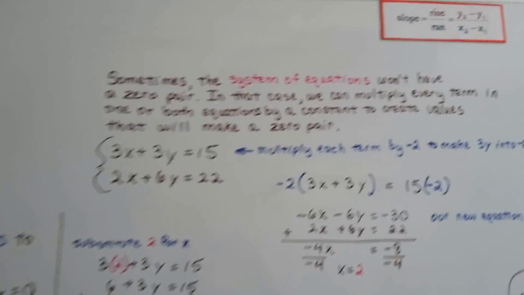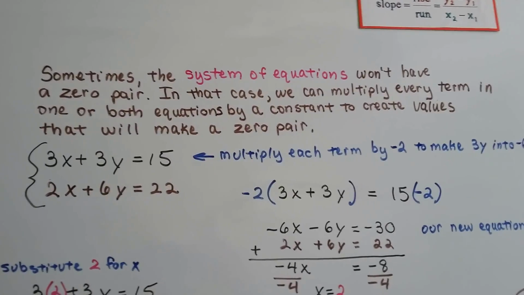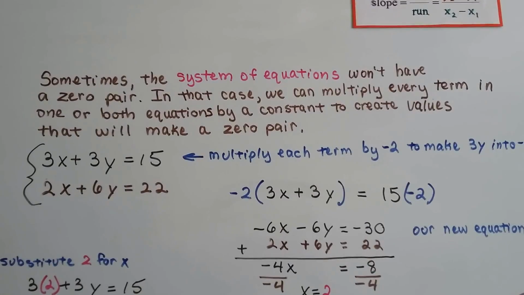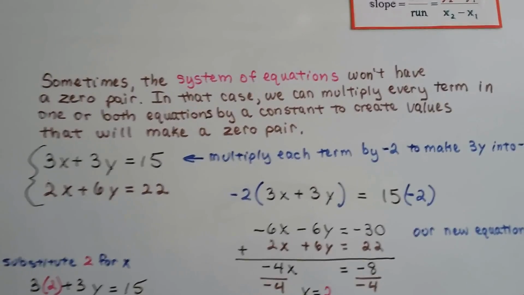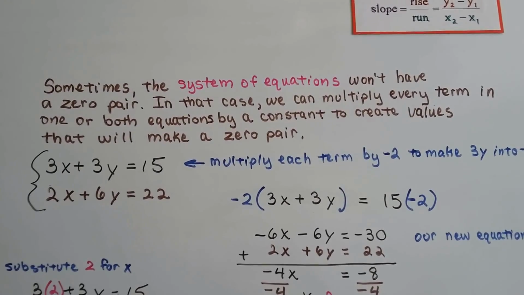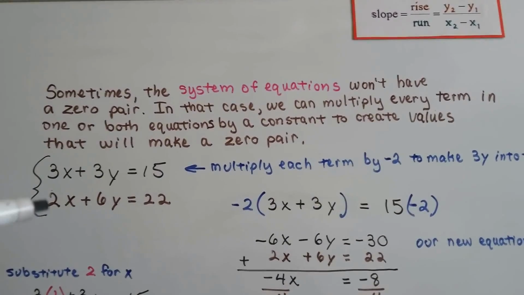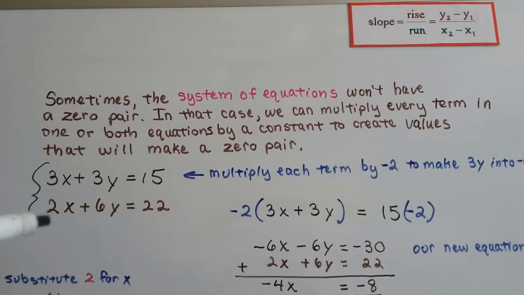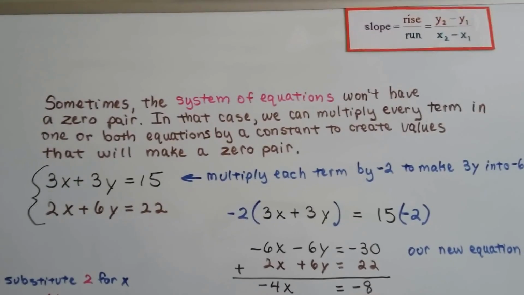Well, sometimes the system of equations won't have a zero pair. And in that case, we can multiply every term in one or both equations by a constant to create values that'll make a zero pair. So look at these two equations. There's no zero pair here, so we're going to have to make one.